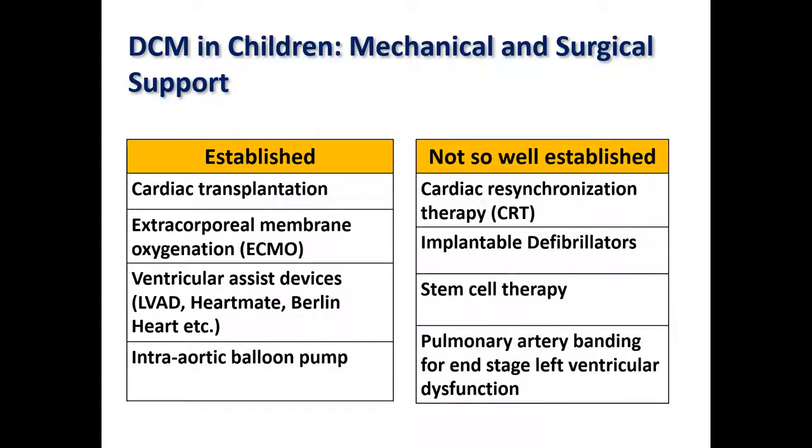We also have some other modes of treatment which we have probably followed from the adult studies, for example, CRT, perhaps useful in patients who come with a left bundle branch block pattern. Implantable defibrillators for those who are showing episodes of ventricular arrhythmias or even sudden aborted cardiac death. Stem cell therapy came in quite with a bang. However, the results have not been very consistent, and I don't think many people are using this therapy anymore. But what I want to talk to you about is the pulmonary artery banding.